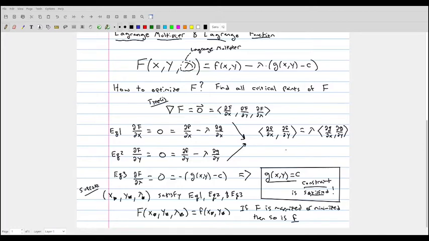Well, this is an equation that's directly telling us that the two-dimensional gradient of the function f, the gradient vector of the function f in 2D, has to be equal to a constant lambda, that Lagrange multiplier constant, multiplied by the gradient of g, our constraint function.